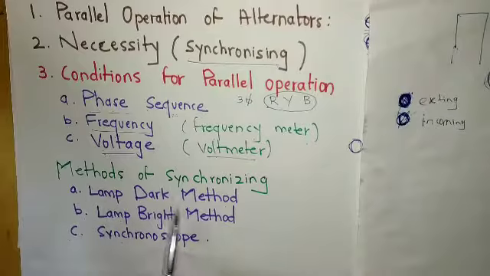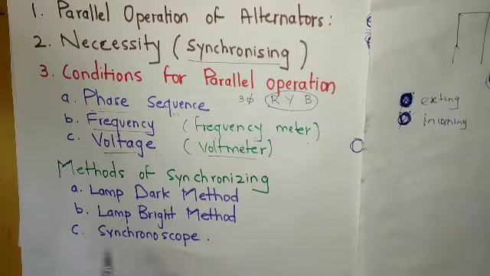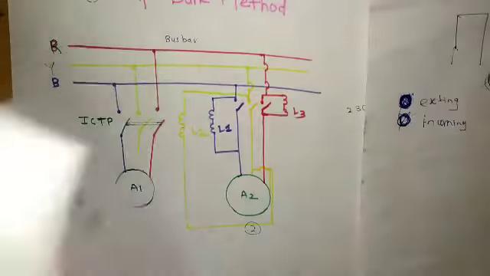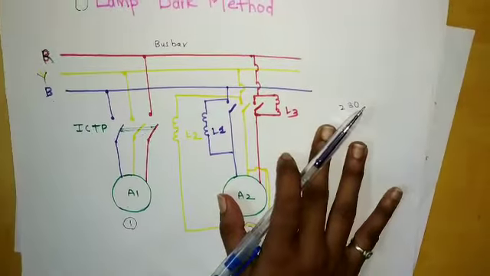First one is the lamp dark method, second one is the lamp bright method, and third one is the synchroscope. So we will see them one by one. First is the lamp dark method.